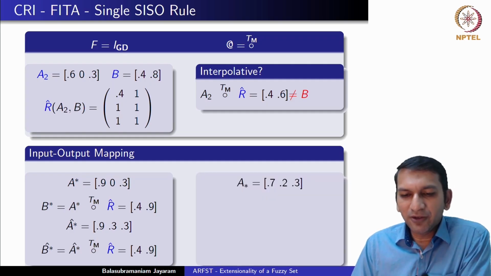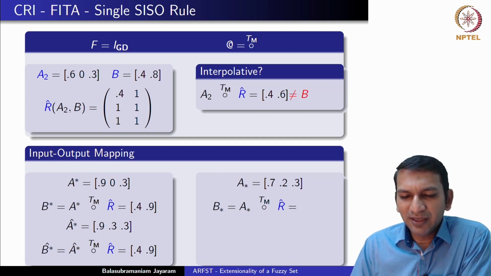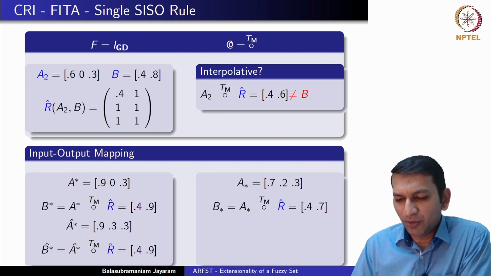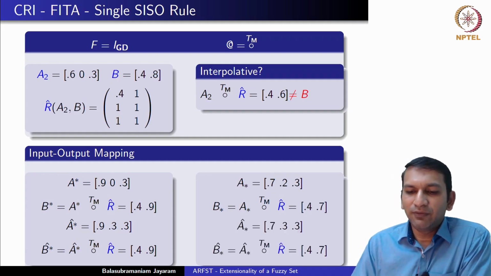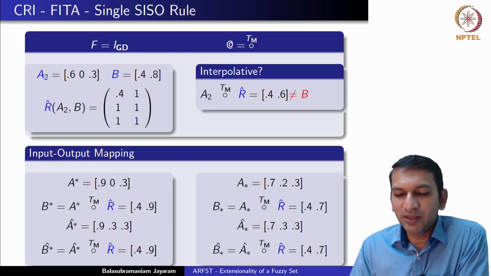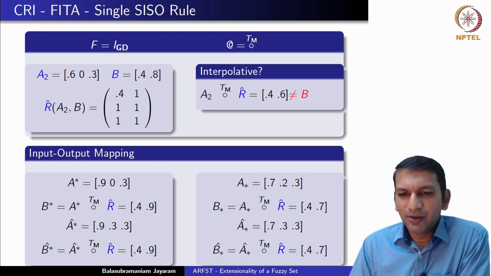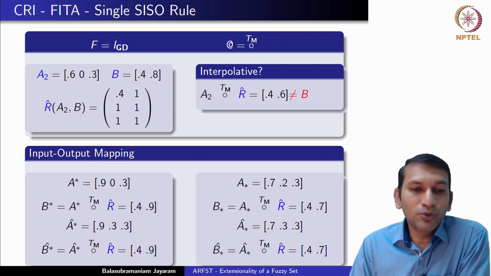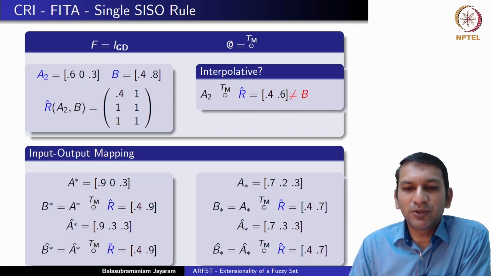Now, what about the other pair of inputs? Once again, we see that for this input 0.7, 0.2, 0.3, 0.4, 0.7 is the output, and so is the case when the input is 0.7, 0.3 and 0.3. Well, now this system is not interpolative. So what could be playing the role of ensuring that for these inputs we get the same output?